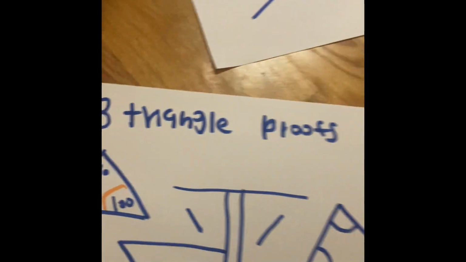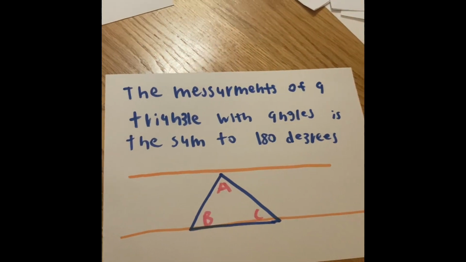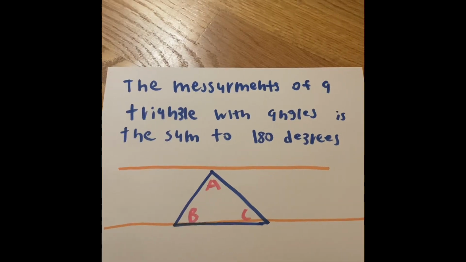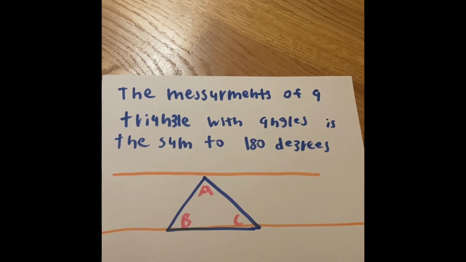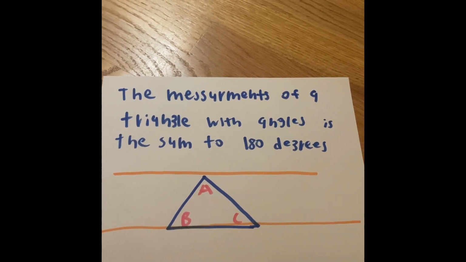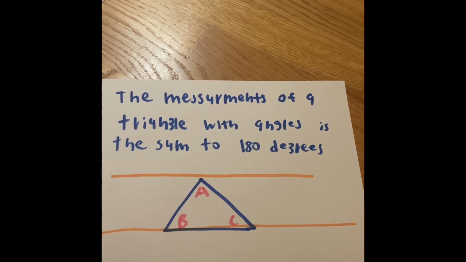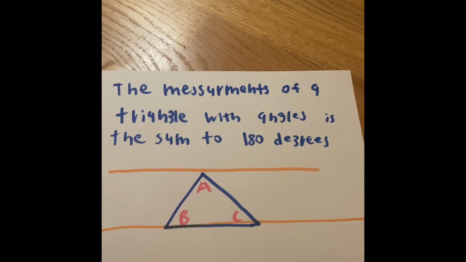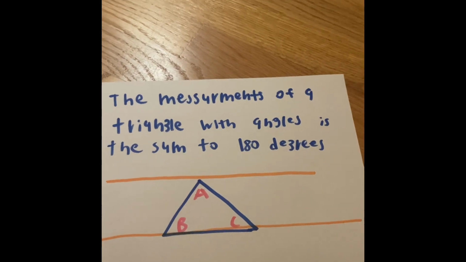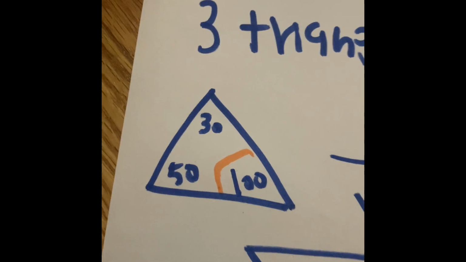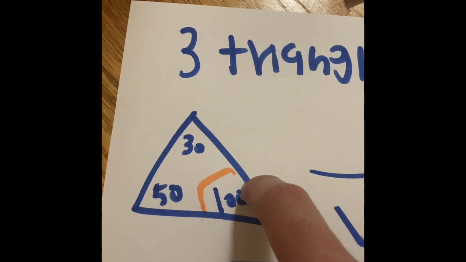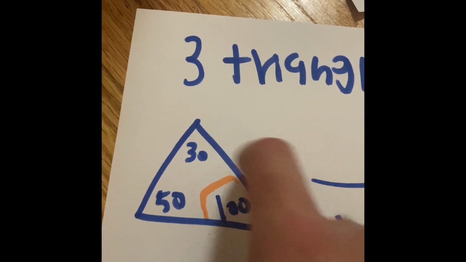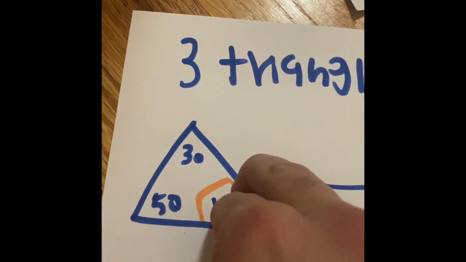Well, that is because there is an actual theorem to this. The theorem states that the measures of the angles of a triangle sum to 180 degrees. There really is no name for this one, just like the other ones. If it equals 180 degrees, then for the triangle we started with, 30 plus 50 plus 100 is 180, so the angles inside are equal to 180 degrees.